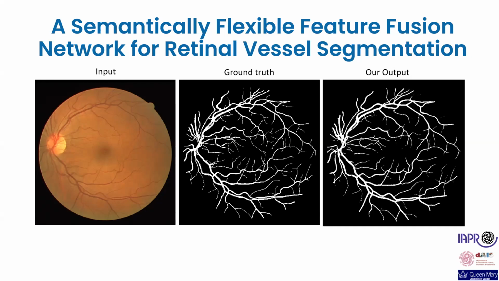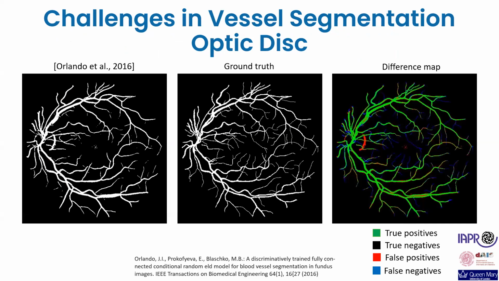Retinal vessel segmentation is of vital importance in detecting vision-threatening retinal diseases. As can be seen, our method robustly predicts the vessel's pixels with considerable agreement with the human annotation.